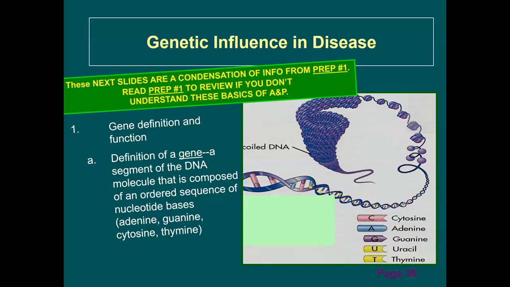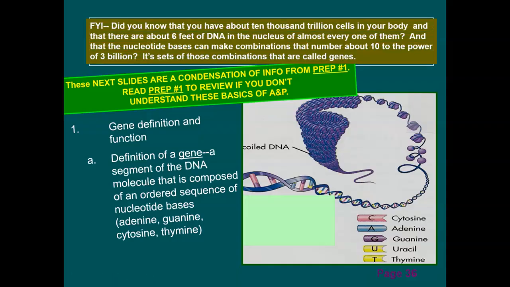We know that the definition of a gene is a segment of the DNA molecule that's composed of an ordered sequence of nucleotide bases. So if we look here, we see that this is the DNA. The DNA lives in the nucleus of just about every cell, 10,000 trillion cells, and there's 6 feet of DNA, which tells you if there's a lot of DNA in an itty-bitty little cell that's microscopic, that DNA's got to be coiled pretty dang tight to fit in there.